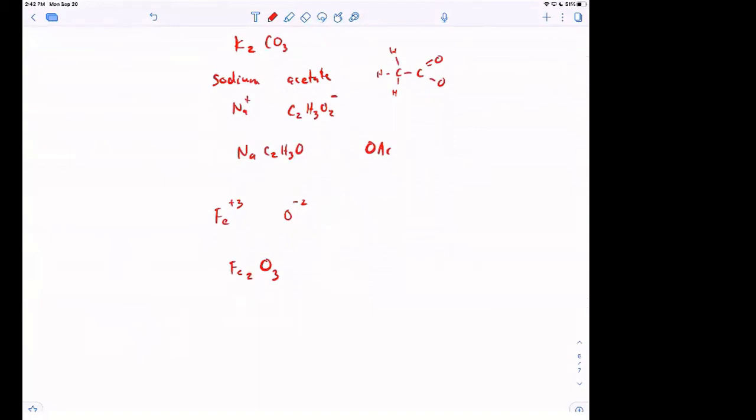And what's another one? Maybe we'll do tungsten and nitride. Tungsten can be +4, nitride is -3. I don't even know if this molecule exists, to be honest with you, but I just want to show how you balance them. The lowest common denominator between 4 and 3 is 12. So that would be W3N4.